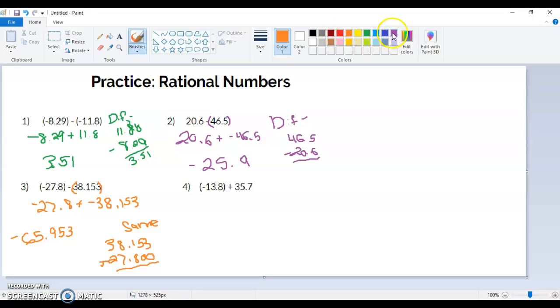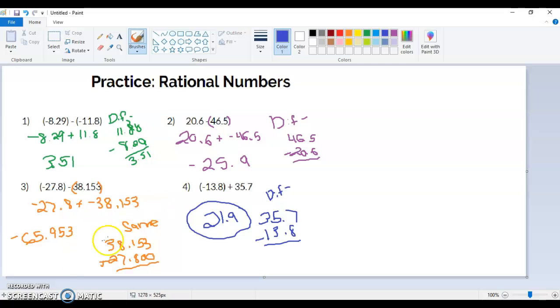Okay? If we look over here at number 4, we're in luck. This time it's already an addition problem, so we don't have to change anything. We notice that they are different signs, so different means subtract. 35.7 minus 13.8. That is going to get us 21.9. And because this 35 is positive, it's going to stay positive.